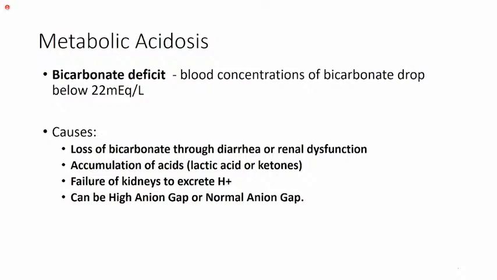This is also the most common BGA abnormality you're going to see in the medical wards. If you don't know too much about metabolic alkalosis, we'll forgive you. But metabolic acidosis, you must know about because it is the most common abnormality you'll be looking at. It's further subclassified into either a high anion gap or a normal anion gap metabolic acidosis. The high anion gap is usually abbreviated as HAGMA. You'll hear that a lot in the ICUs. If it's a normal anion gap, it's called a NAGMA.